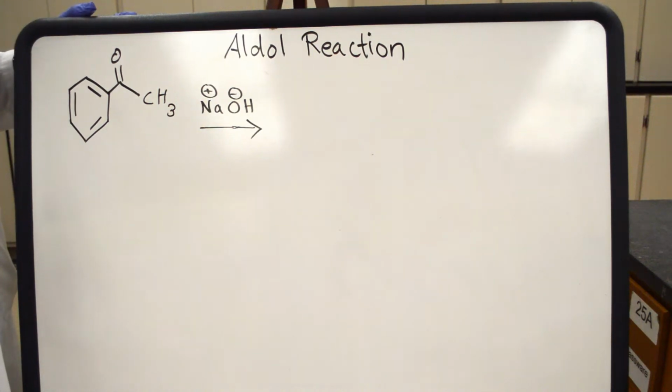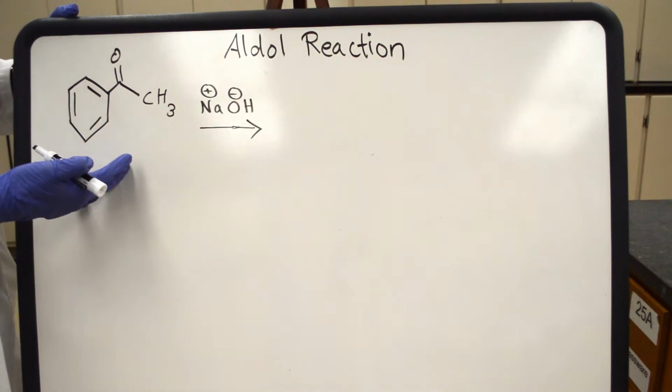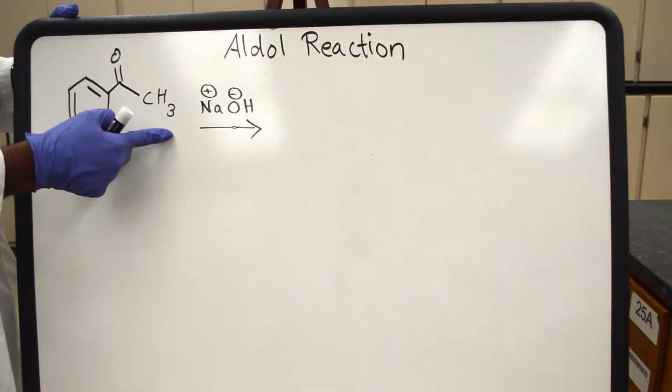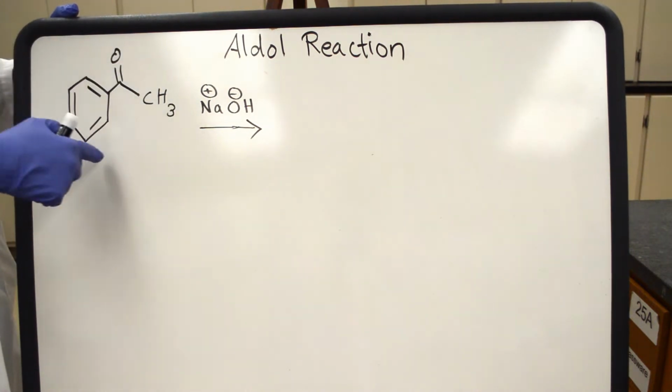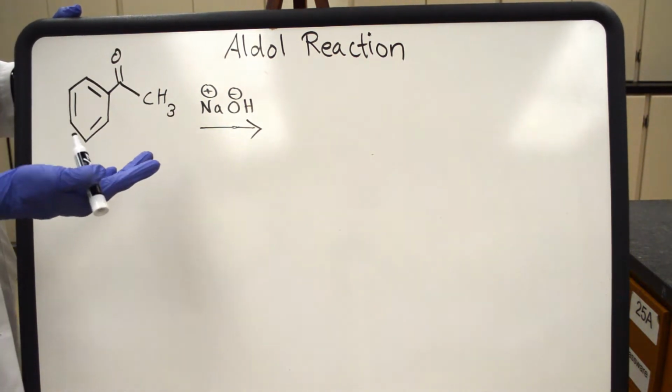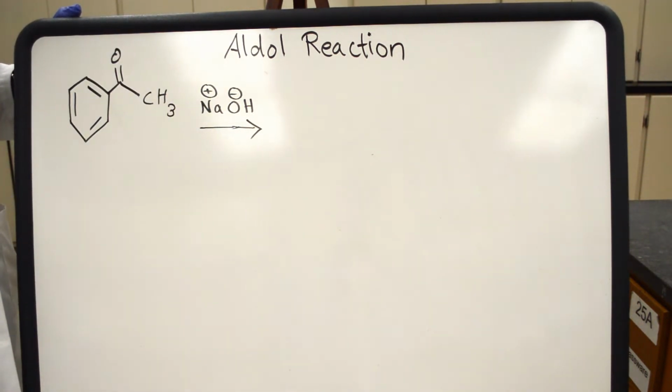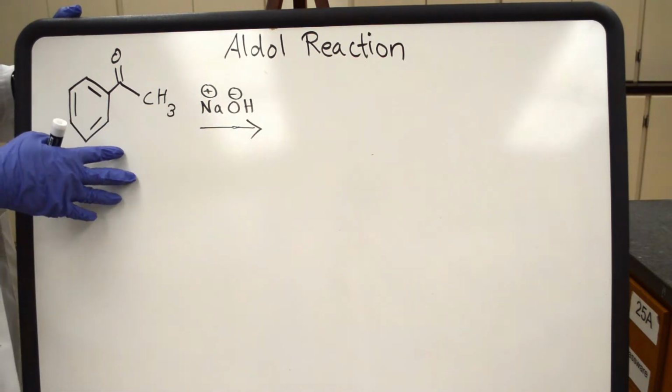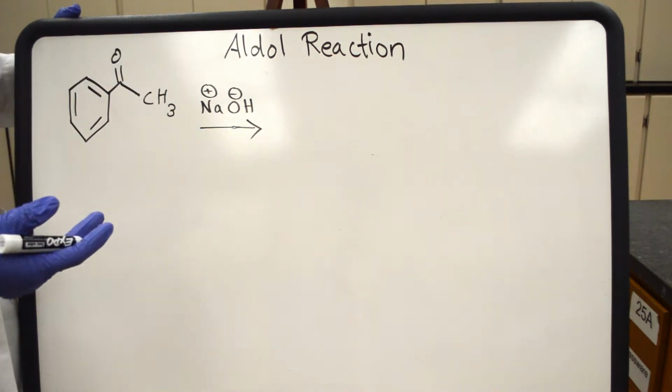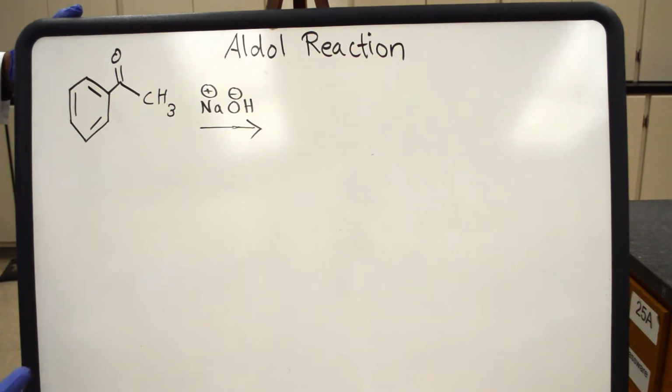In today's lab, we're going to do an aldol reaction between a ketone and an aldehyde. Here is our ketone, that is acetophenone, aceto, and phenone. And the base is sodium hydroxide. The base will convert the ketone into enolate, and the enolate will react with the aldehyde.